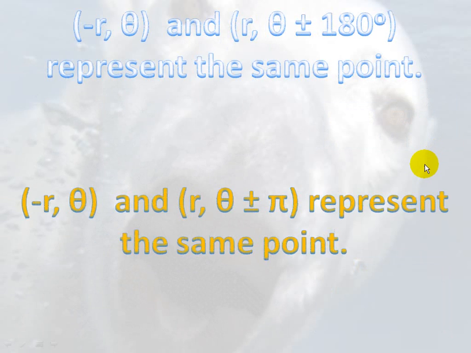Now, this brings up a couple of things here. If you have negative r, theta, that's the same point. This describes the same location as this: drop the negative from the r and just add plus or minus 180. That's like what we did with the previous problem. Negative 330 is the same as 270. And here I have the same statement, only using radians. Instead of 180 degrees, I'm using pi.